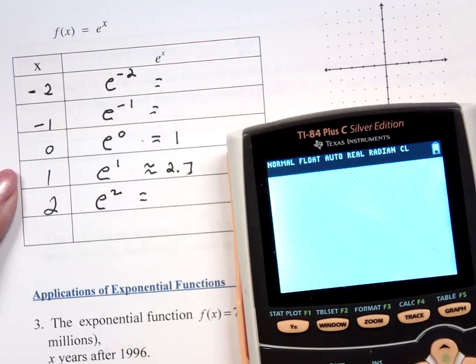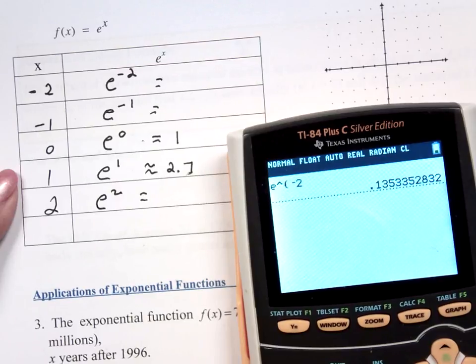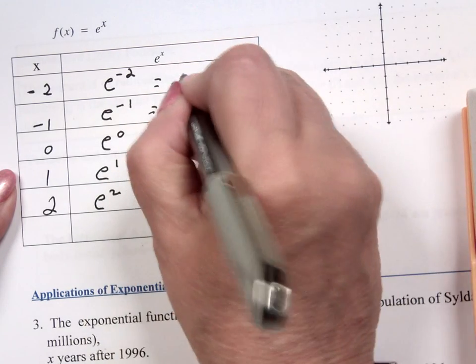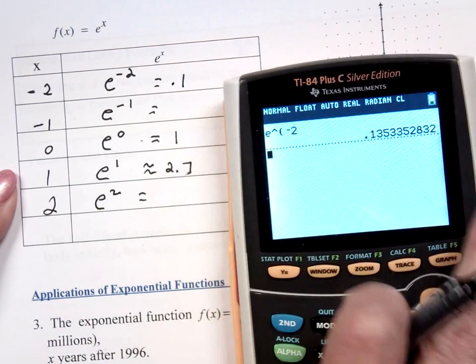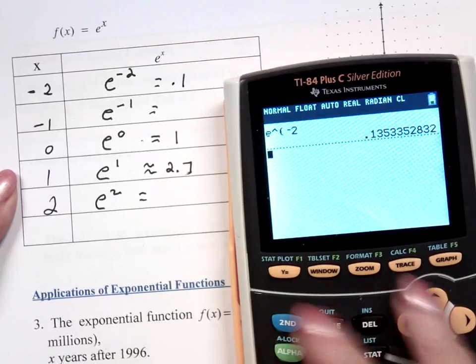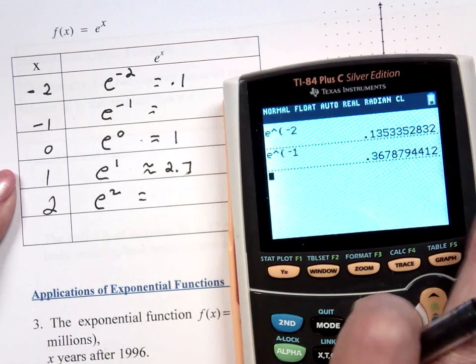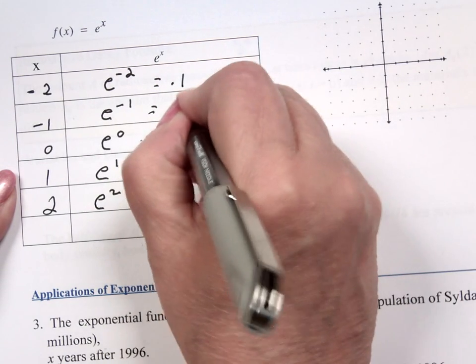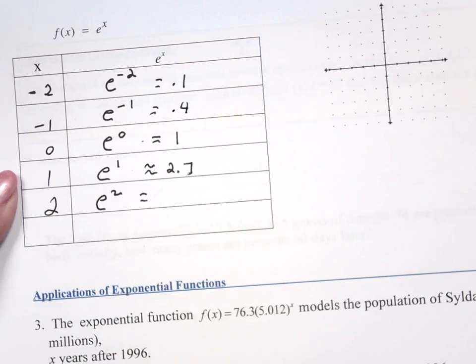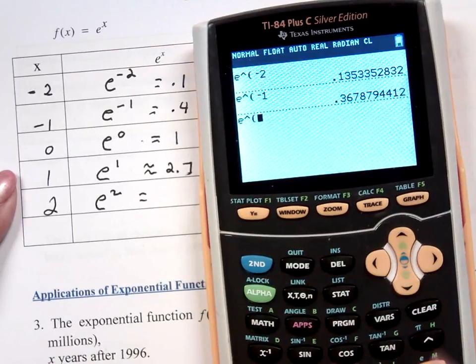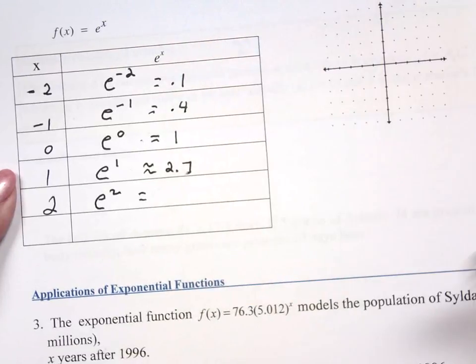So, e to the -2, and that is approximately 0.1. That's good enough. And then e to the -1, 0.4, good enough. Remember, my pen point's bigger than a tenth, so doing an approximation, good enough. And then e to the 2, 7.4.